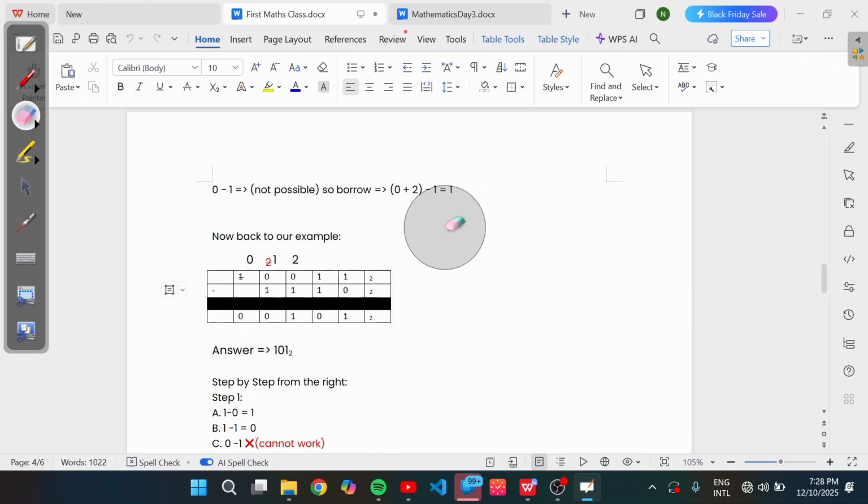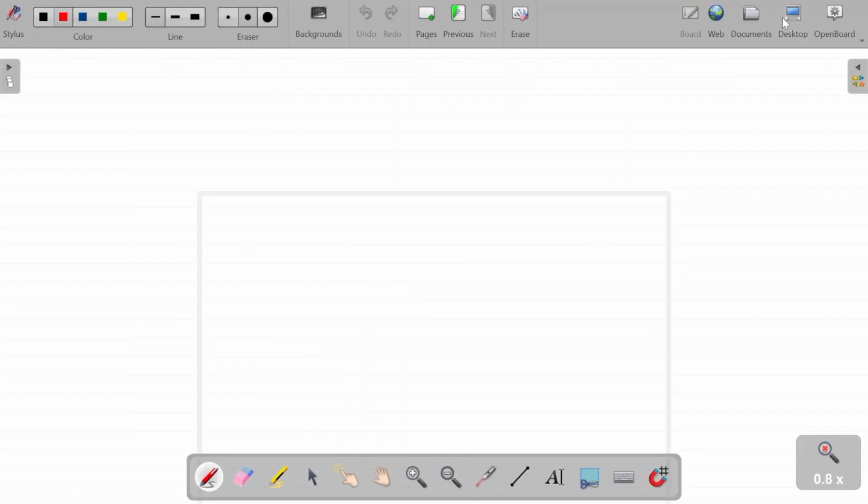So we're now going to have 2 minus 1, 1, 1 minus 1, 0, 0 minus 0, 0. So our final answer was just 101 base 2. And that's all about subtraction.